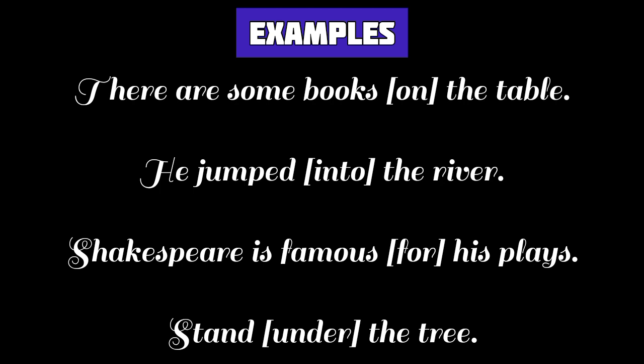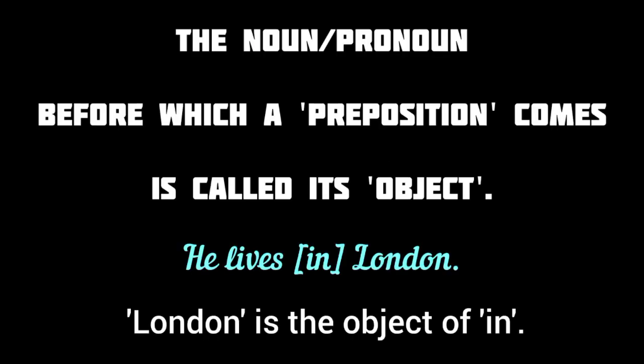So we understand from these four examples that prepositions come before their respective nouns in the sentences and show their different relations with some other word in the same sentence. And the noun or the pronoun before which a preposition comes in the sentence is called its object. For example, he lives in London. Here in is the preposition coming before the noun London. So London is the object of the preposition in.